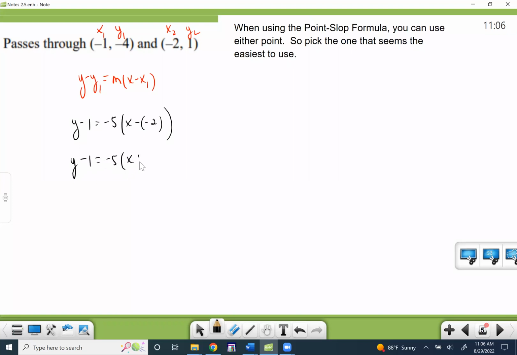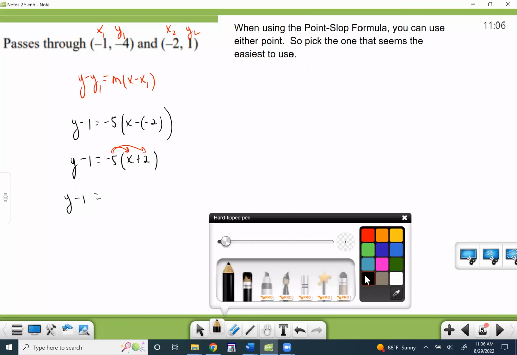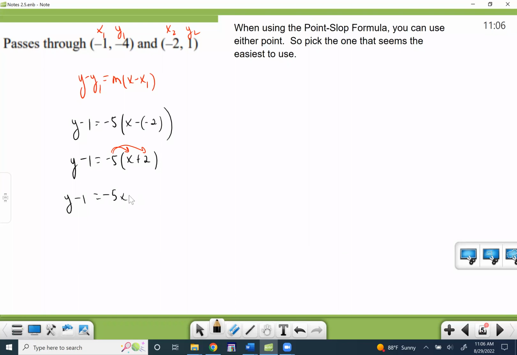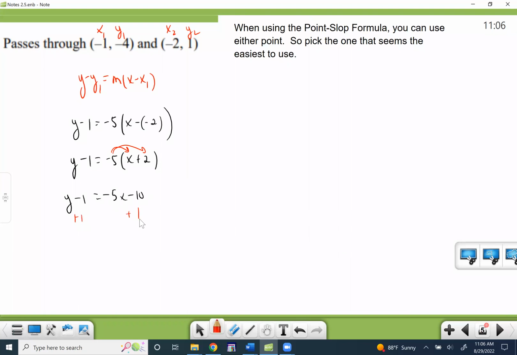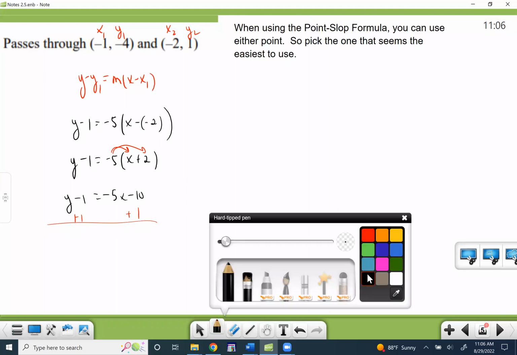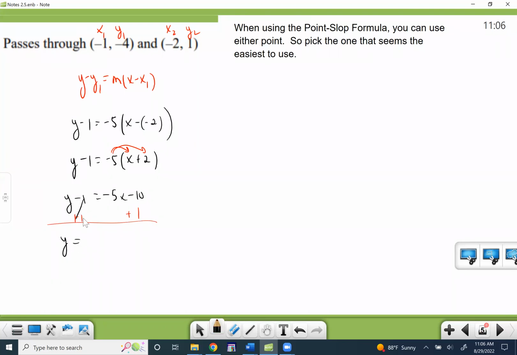Okay, so minus, that'll become plus. We're going to go ahead and distribute this -5 in. Over. Same exact equation, you guys.